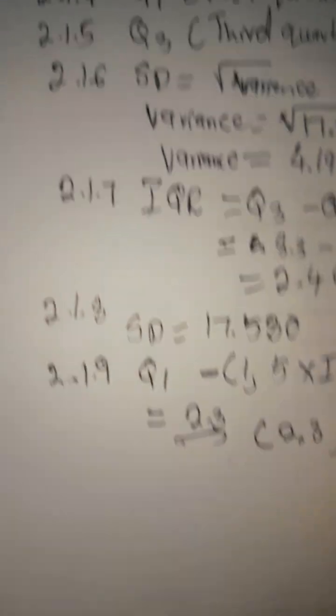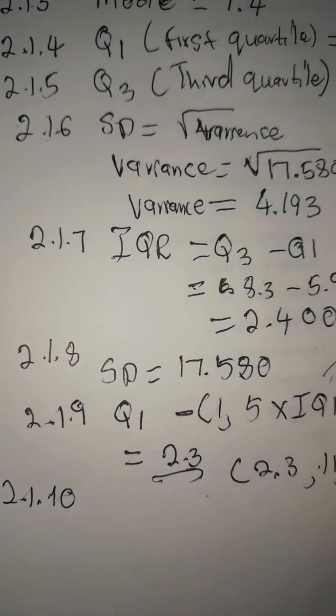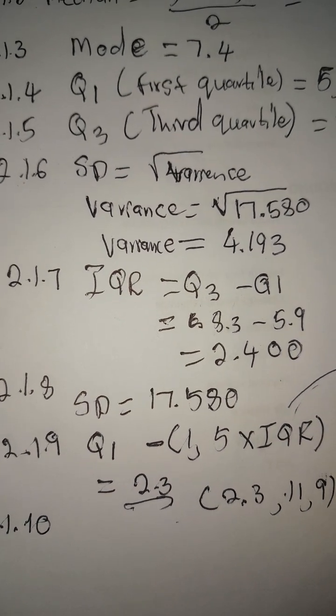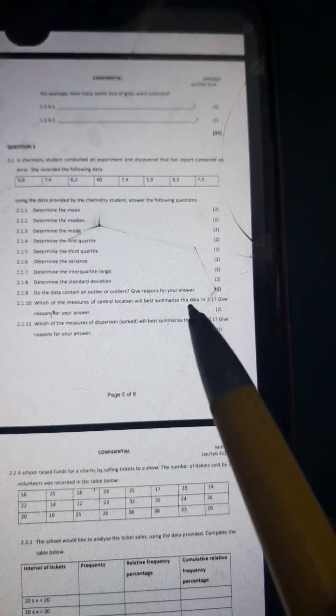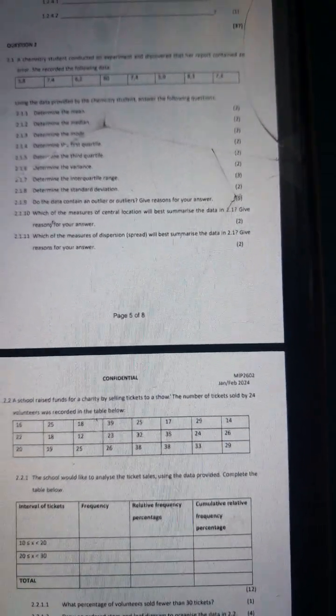Now we are going to 2.1.10. They said, which of the measurements of central location will best summarize the data in 2.1? Give a reason for your answer. Well, for 2.1.10, that will be the mean. Why I say mean, guys, is because the data contain an outlier of 60. So you will say it's the mean because the data contain an outlier of 60. Then you get that beautiful 2 marks.